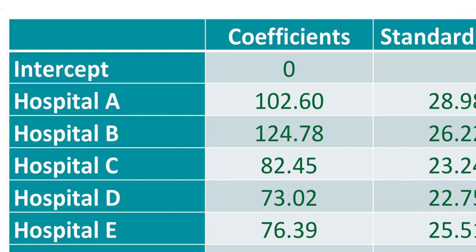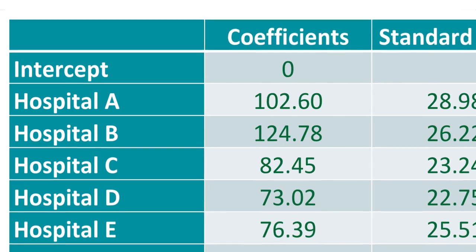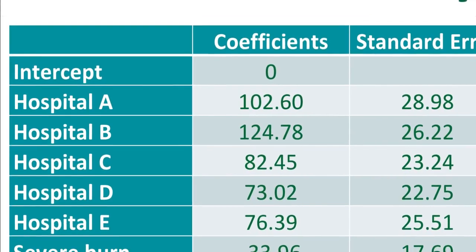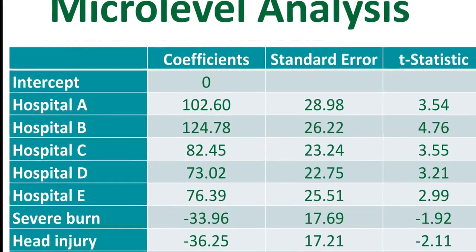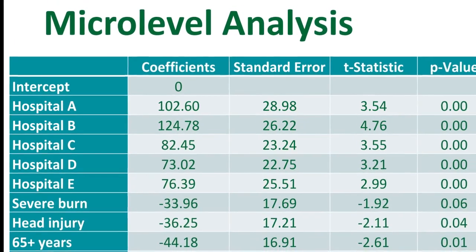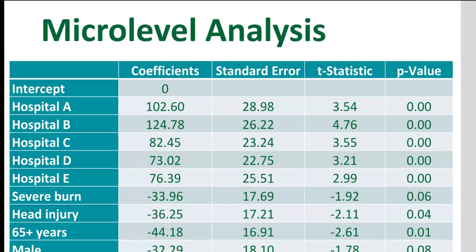also given. These intercepts are the average outcomes at the hospital for young male patients without severe burn and without head injury. In effect, we have removed the variations in outcomes due to patient-level data, by focusing on situations where all patient-level data are absent.